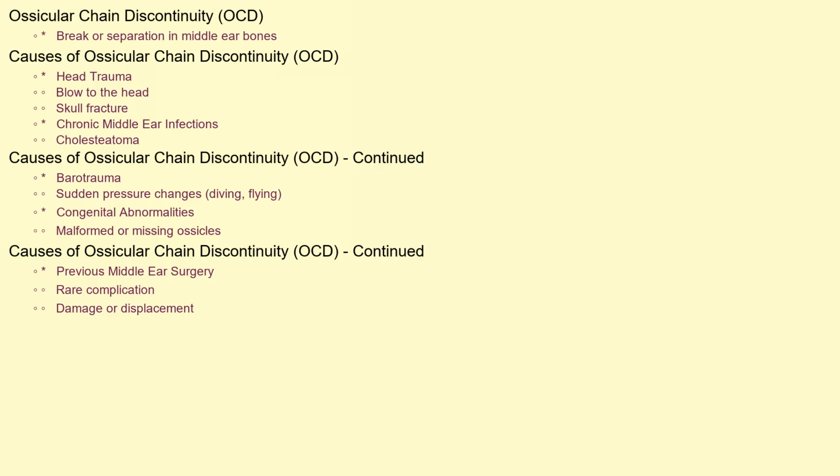Barotrauma, caused by sudden pressure changes, like during diving or flying, can also lead to ossicular damage. Less frequently, congenital abnormalities present at birth can result in malformed or missing ossicles, leading to discontinuity. Finally, previous middle ear surgery, like a mastoidectomy, can sometimes, as a rare complication, result in ossicular damage or displacement.